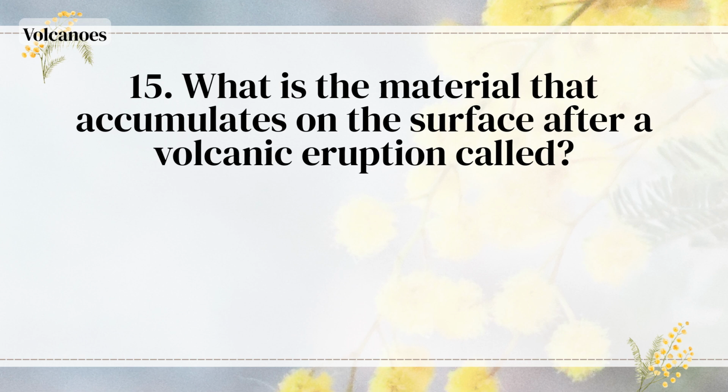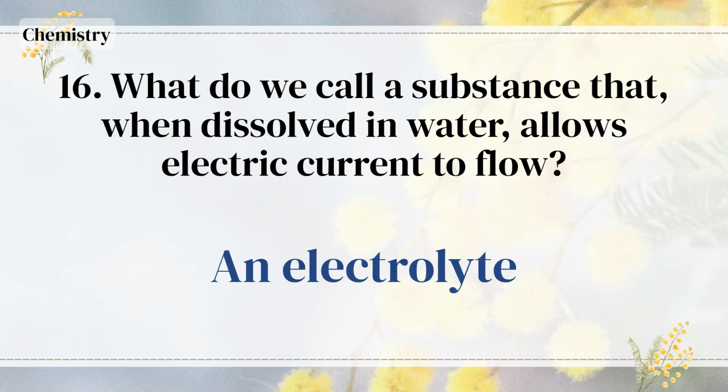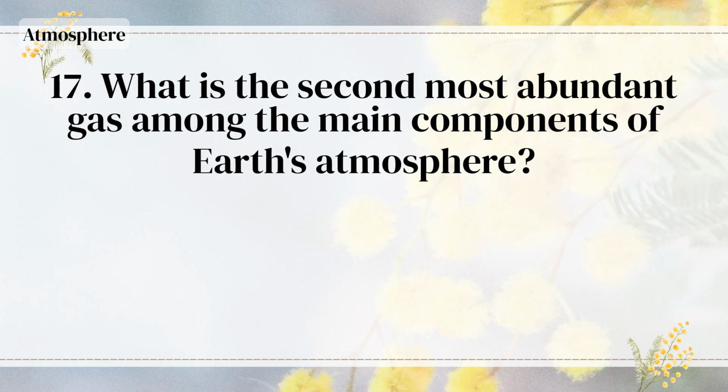Amylase. What is the material that accumulates on the surface after a volcanic eruption called? Volcanic ash. What do we call a substance that, when dissolved in water, allows electric current to flow? An electrolyte. What is the second most abundant gas among the main components of Earth's atmosphere?